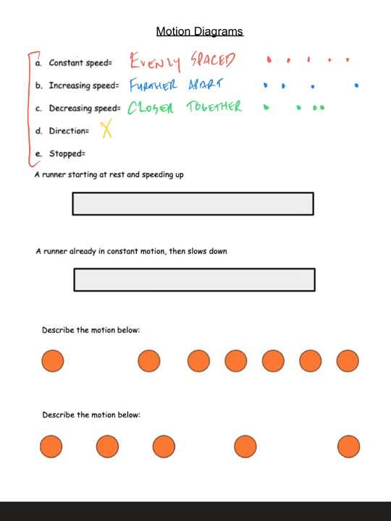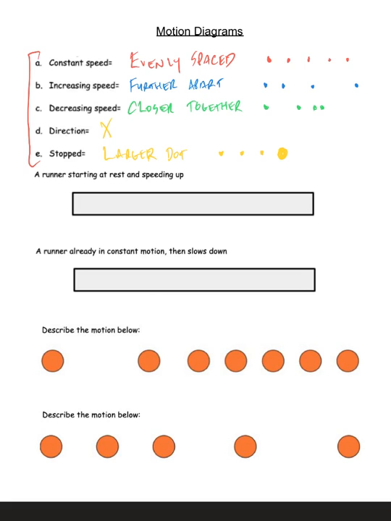And then if an object stops or a person stops, the way we show that is a larger dot. And so what I mean by that is, say we had an object moving, and that would be constant speed. If we want to show that it stopped, we're going to draw a larger dot. And that's going to represent that that object came to a stop. Okay, so now let's go ahead and try to draw some motion diagrams, or sometimes they're called motion maps.